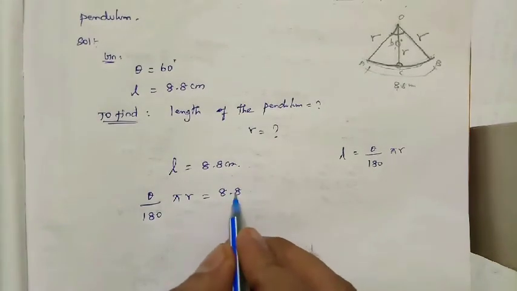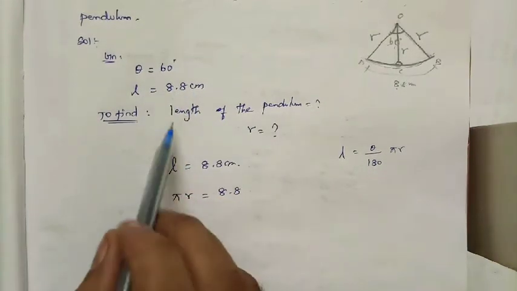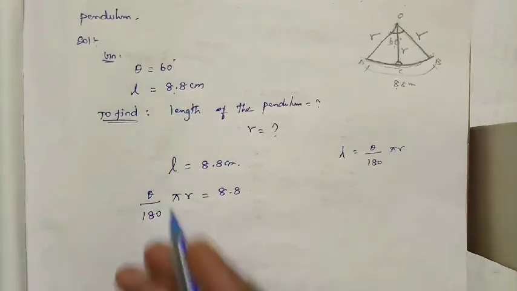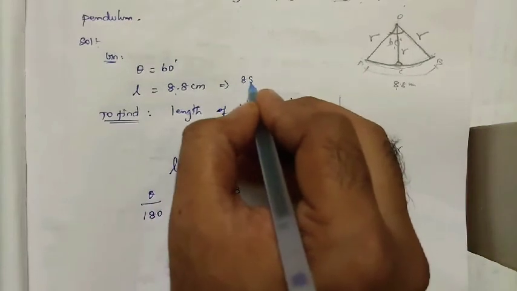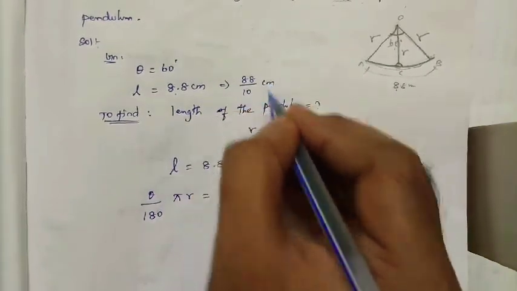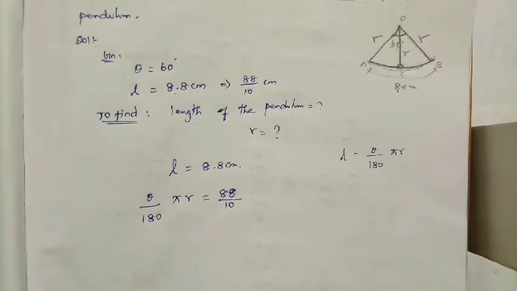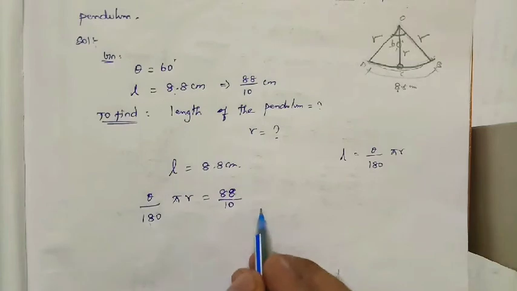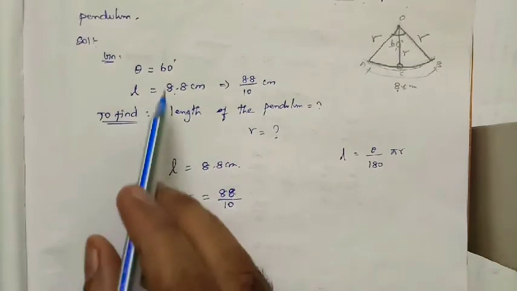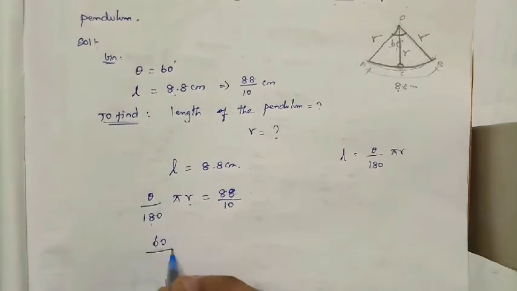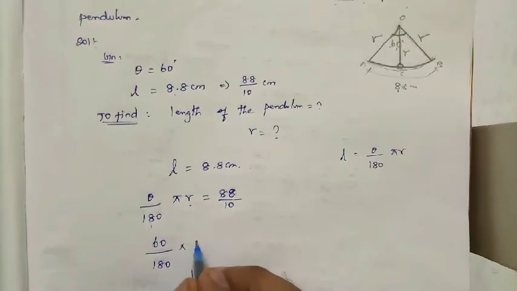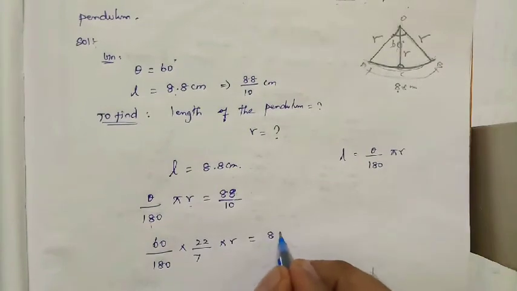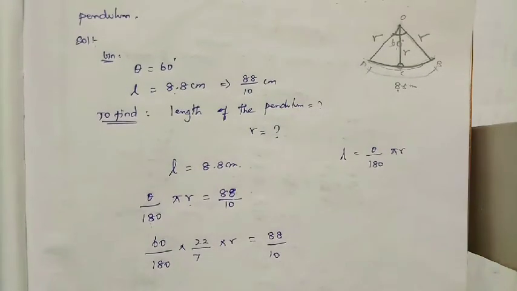We can change this 8.8, which is in decimal form, into a fraction, which will be easy to simplify. So I am writing 88 divided by 10 centimeters. Substituting the value of theta and pi, and simplifying, we will get the value of the radius. The value of theta is 60 degrees. So 60 divided by 180 into 22 divided by 7 into r is equal to 88 divided by 10.